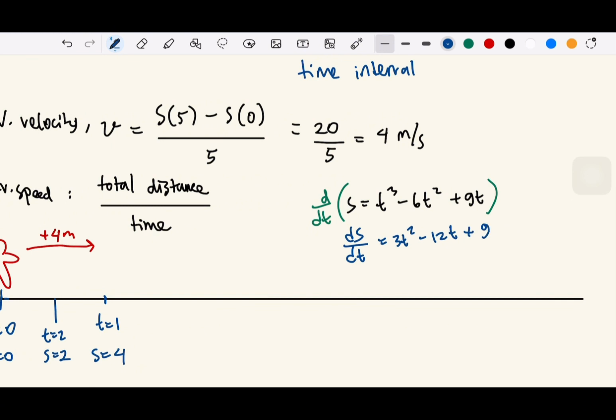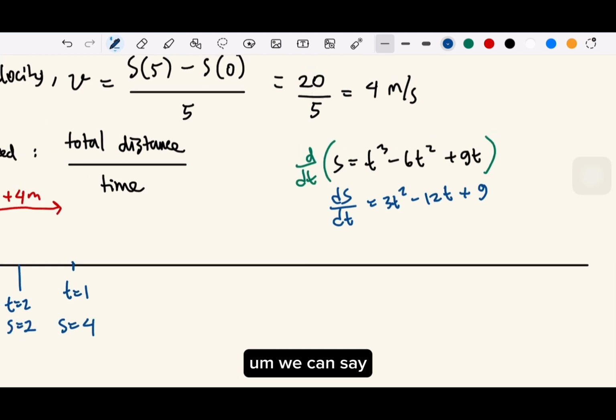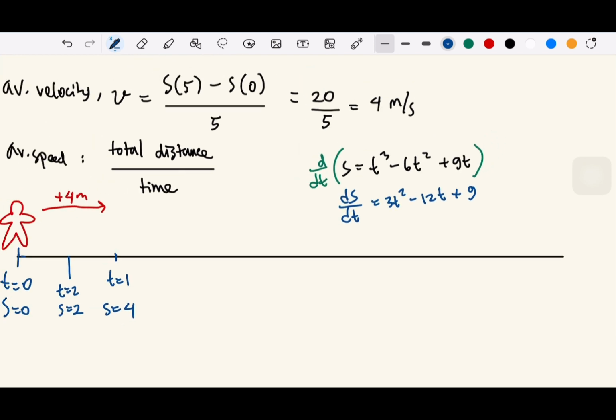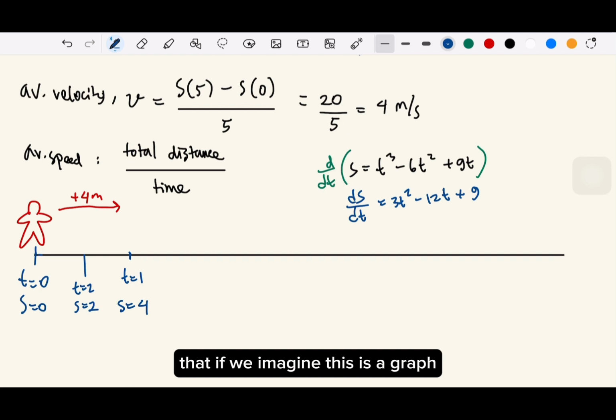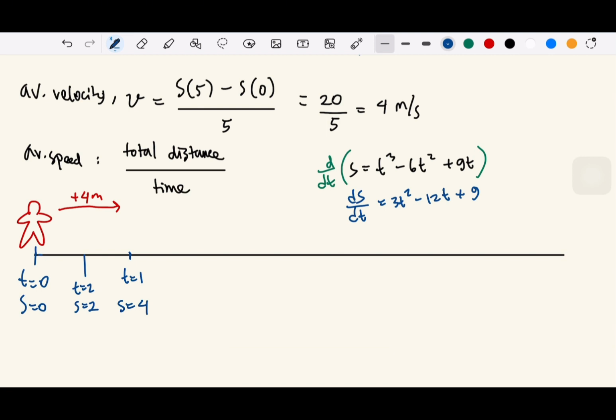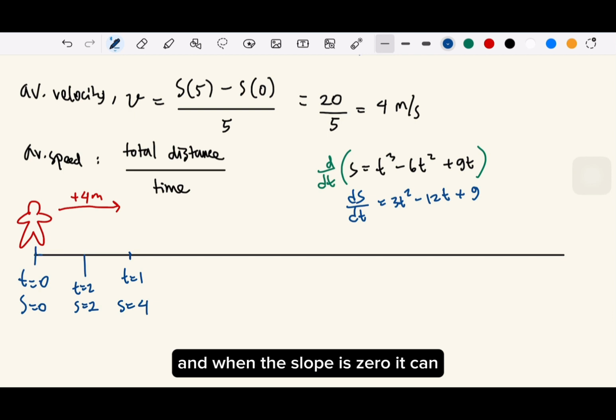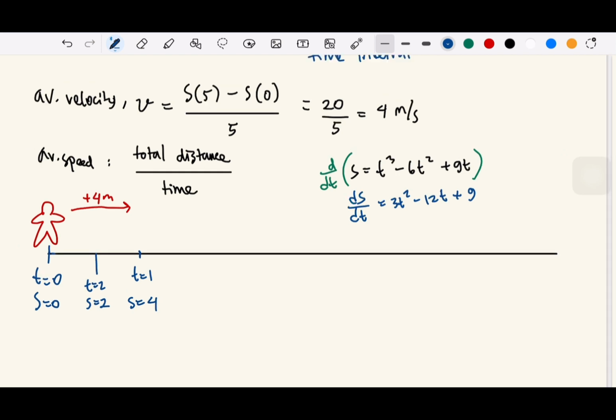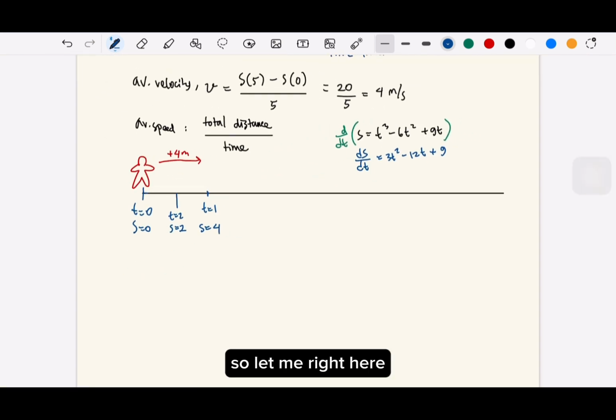Or we can say that if we imagine this is a graph, the first derivative, as we mentioned in previous chapters, will be our slope, okay? Our slope, right? And when the slope is 0, it means a horizontal slope. That will be the one that we are probably looking for, okay? So let me write here.